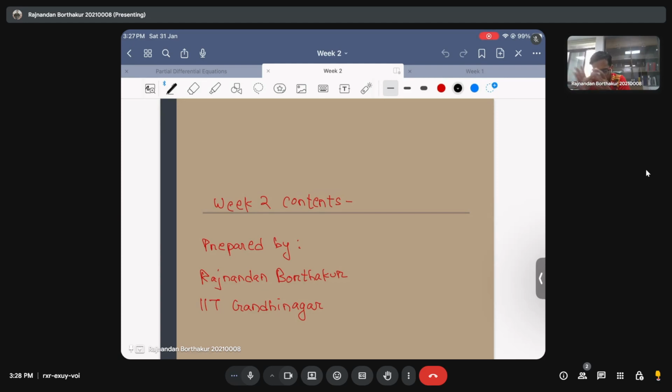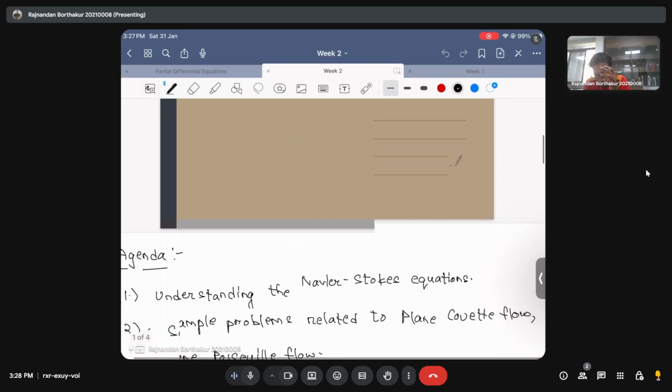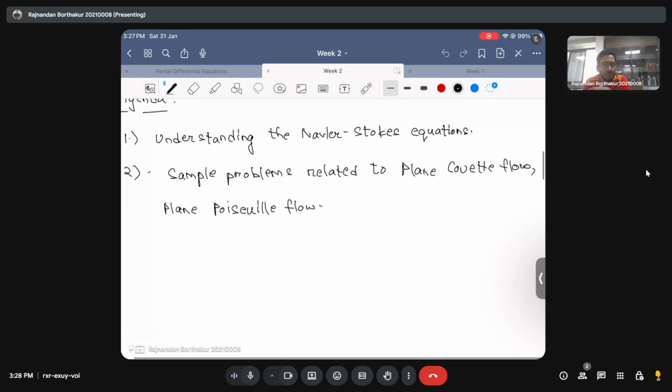Again, we'll not go into the derivation, but we will start off by giving a quick recap of the Navier-Stokes equation and how it looks, and then after that we will use the Navier-Stokes equation to solve problems which involve calculating the velocity profile of flows like plane Couette flow and plane Poiseuille flow. Okay, so let's get started.